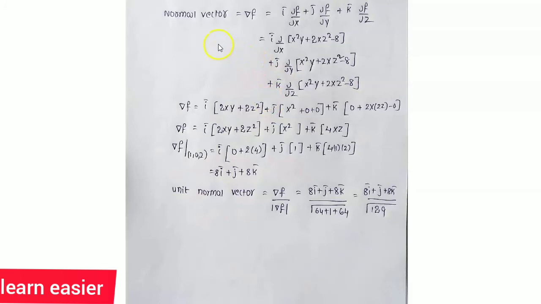So what we have done, let's recap. They are asking for the unit normal vector, so we first find the normal vector and then the unit normal vector. In that case we found the normal vector, and after finding it we found the normal vector at the point (1, 0, 2), and then we found the unit normal vector as del f by modulus of del f.